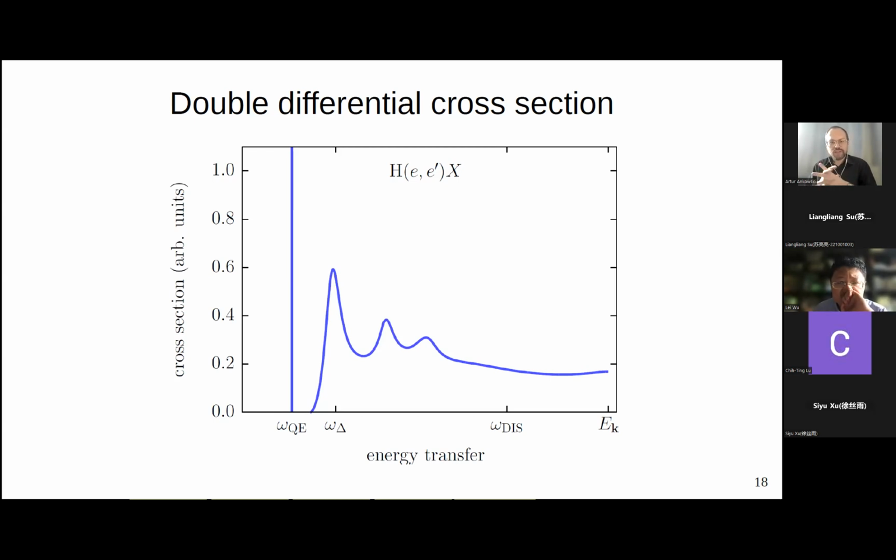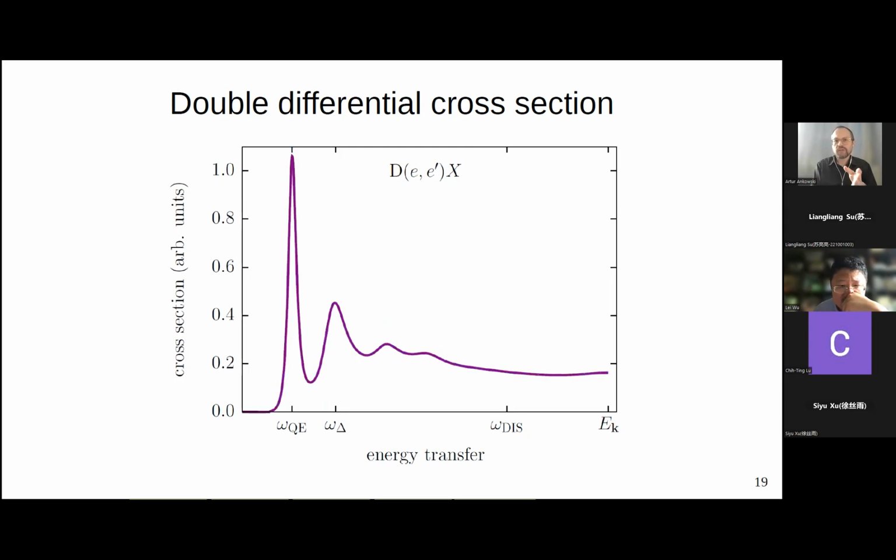So in this figure, you can see the double differential cross-section presented as a function of the energy transfer. The first structure in this figure is the quasi-elastic peak, the process in which we only knock out, in this case, a proton without any associated pion production. Then we have different mechanisms of pion production. First, the delta peak, and then higher resonances produce those two peaks, and then we have a smooth transition to the deep inelastic regime.